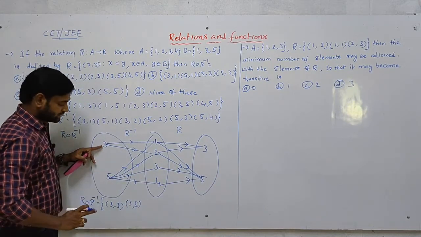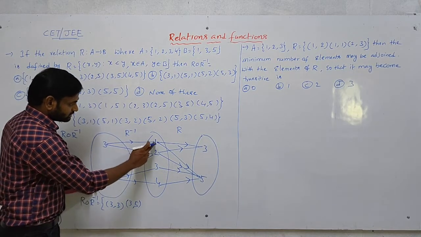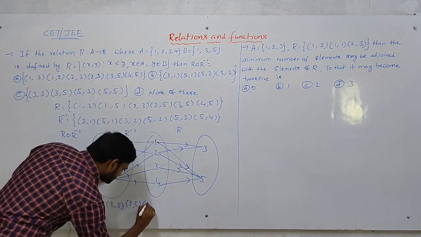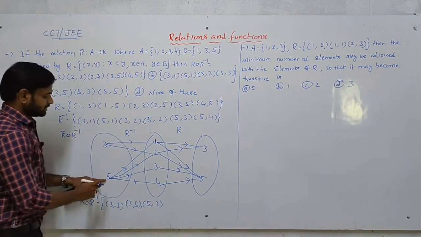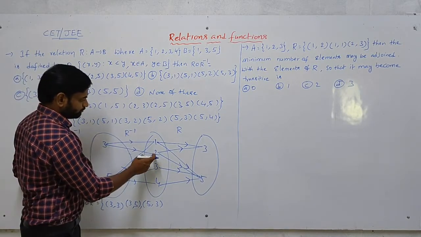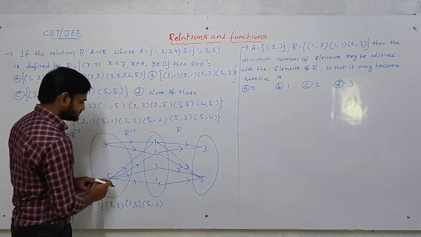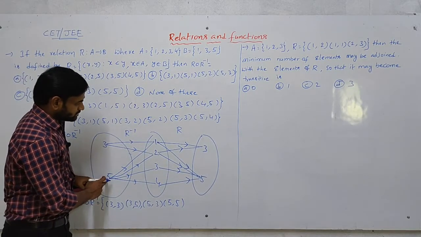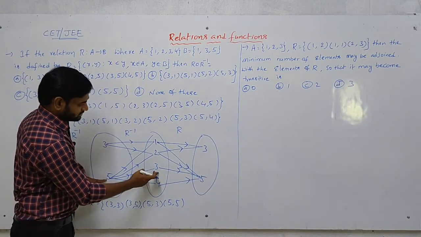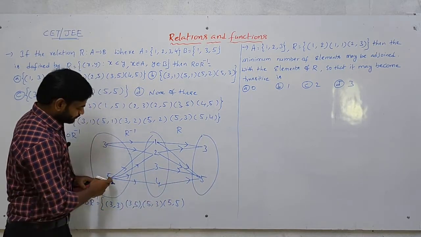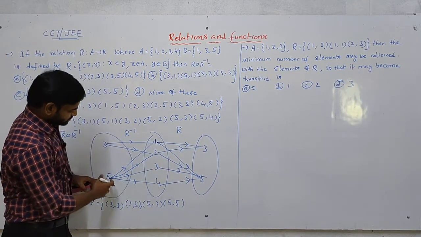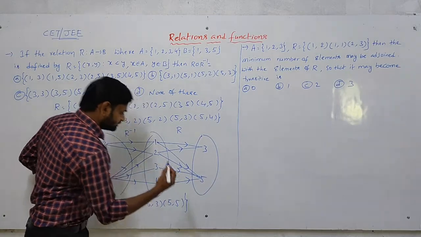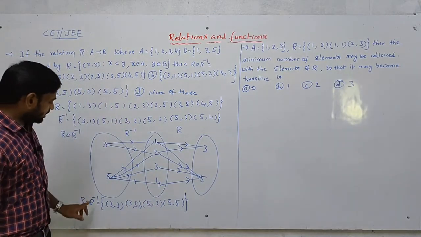With 3 complete, next come to 5. From 5 to 1, 1 to 3. So 5 comma 3. Next 5 to 2, 2 to 5. That is 5 comma 5. Next 5 to 3, 3 to 5: 5 comma 5 I wrote. With 5 to 3 complete, next 5 to 4, 4 to 5: 5 comma 5 I wrote. So these are the ordered pairs for R composed with R inverse.